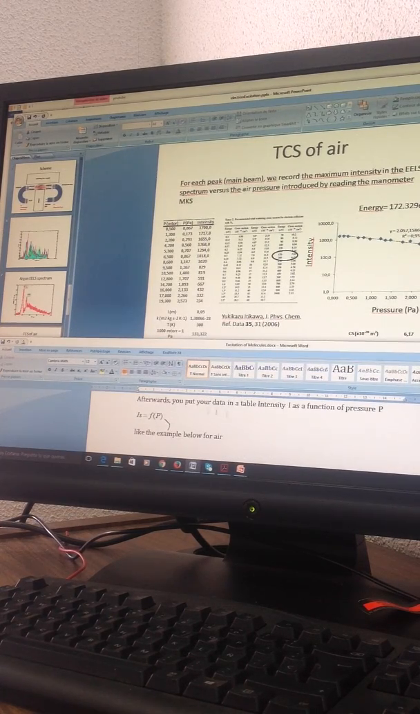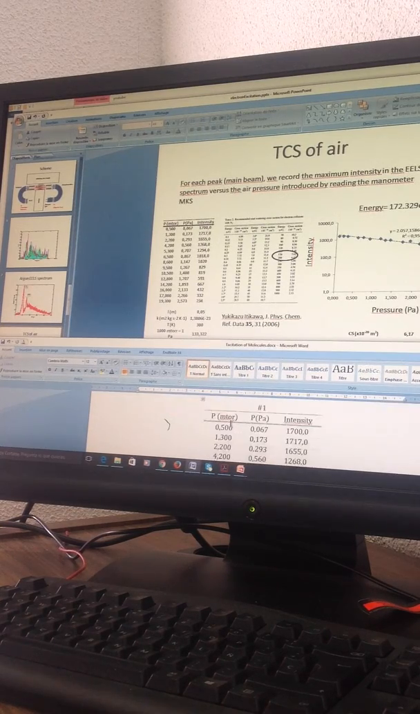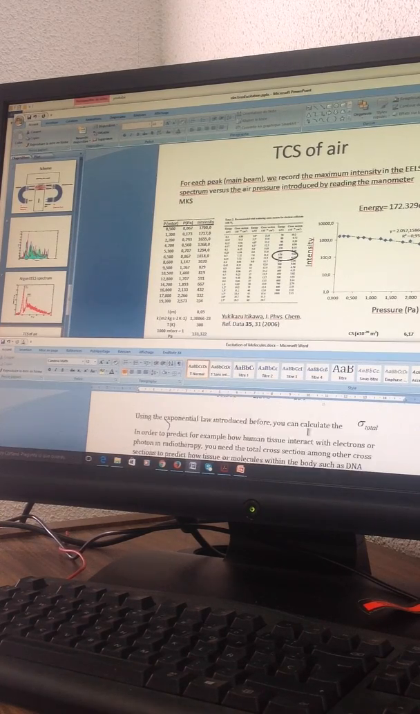Afterwards, as I said, you put the data in a table, as I did here, and you present it like that, because your pressure data need to be in Pascal, basically millibar converted, and intensity here is your electron counts. Using the exponential formula, you can calculate the total cross section.